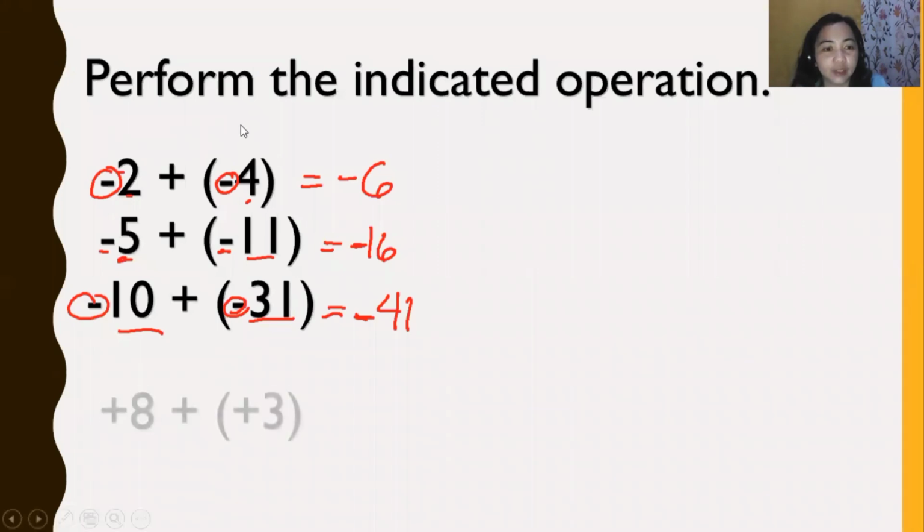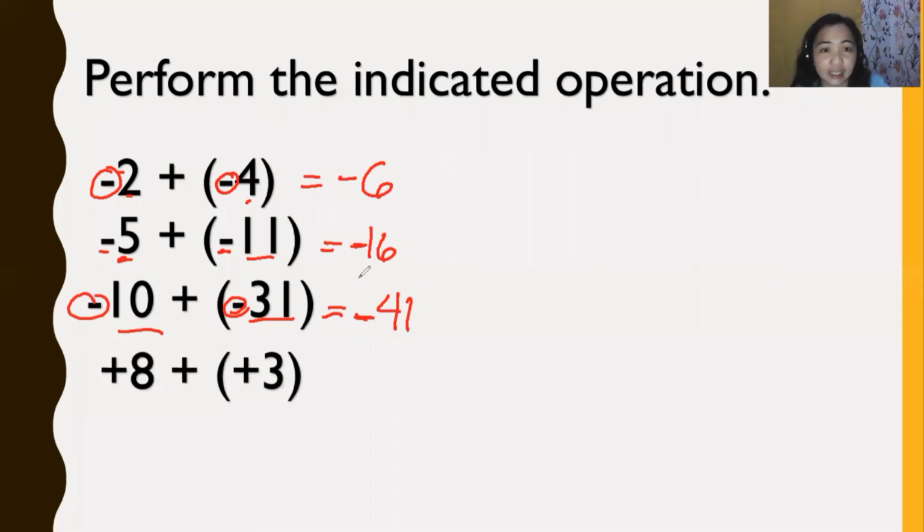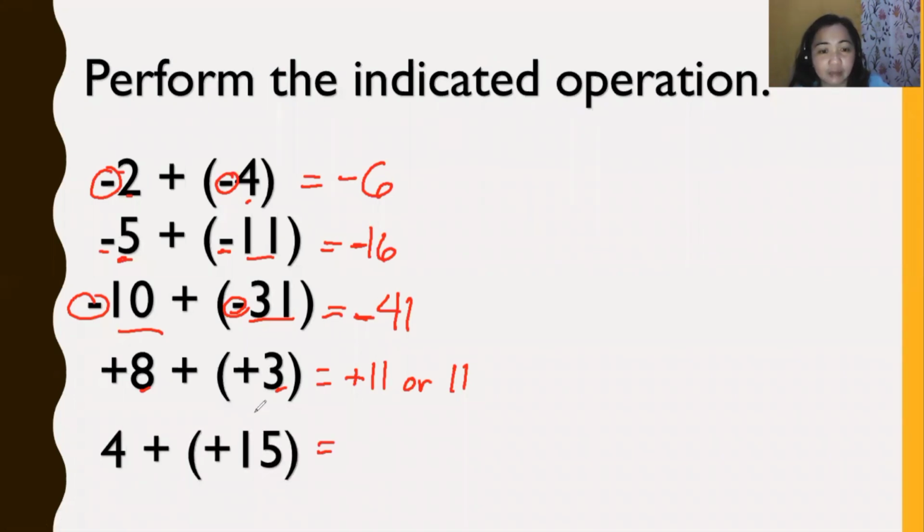Let's have another example. We have positive 8 plus positive 3. They are both positive, so simply add the numbers. 8 plus 3 is 11, and they are both positive. We can write this as simply positive 11. So we have positive 4 plus positive 15. They are both positive. Just add the numbers. 15 plus 4 is 19, and copy their common sign. Or we can simply write this as 19.